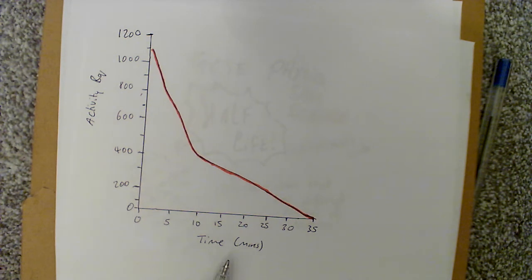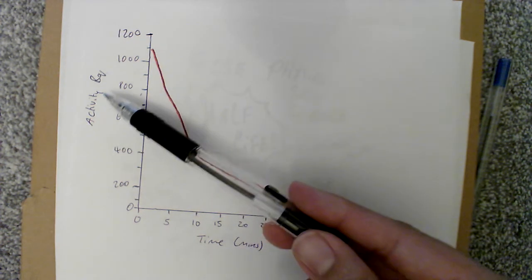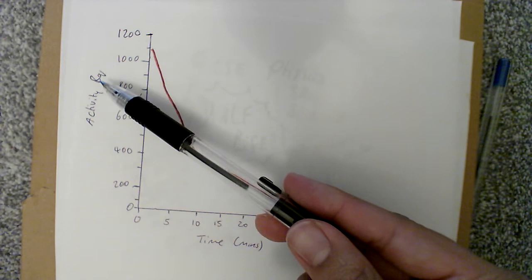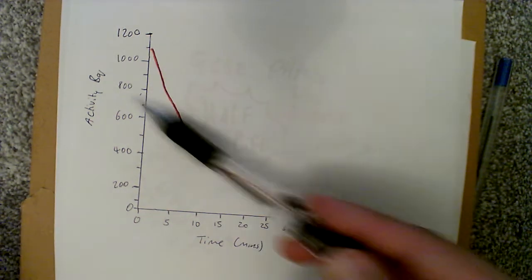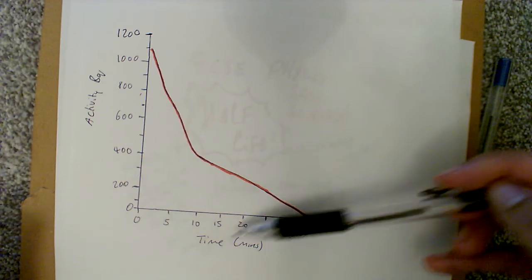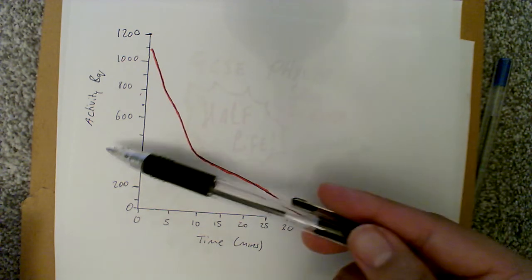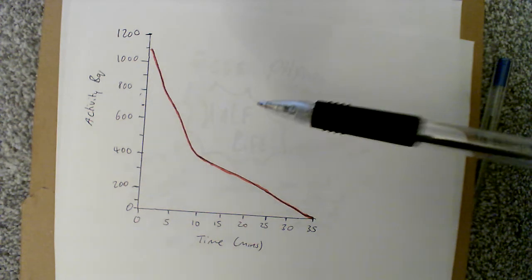So as you can see here, I've got my axes. I've got time at the bottom, the unit is minutes, and activity, so how dangerous, if you like, it is, how radioactive it is, on the side, and that's measured in BQs. Now lots of students get the BQs and the time mixed up. They think BQ is the time that it's measuring. It's actually not. It's the amount of activity. Okay, so how radioactive the substance is.